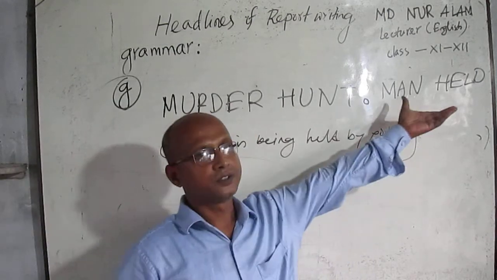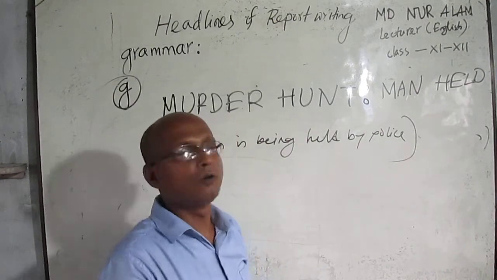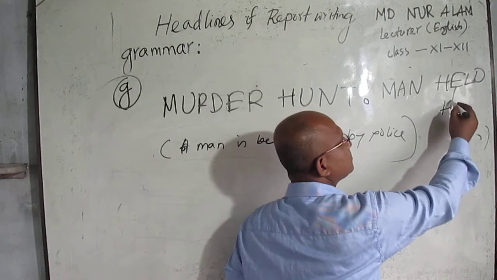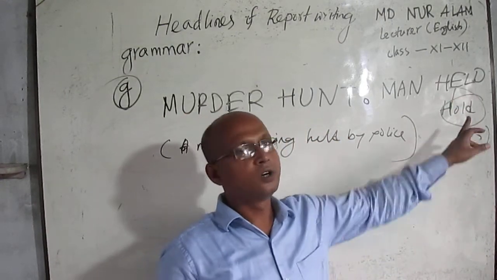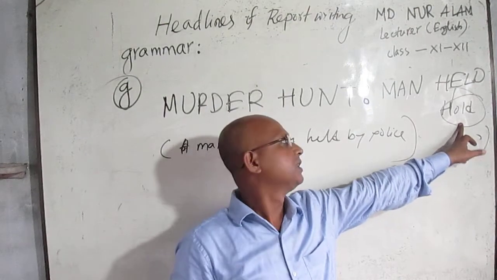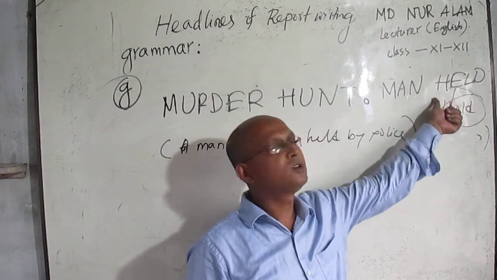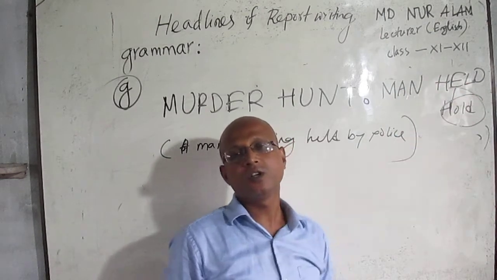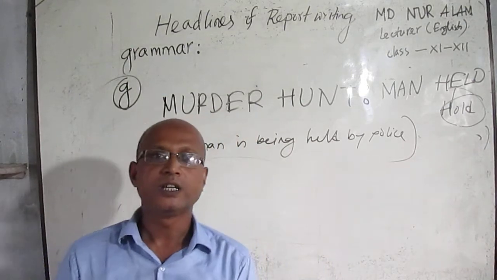Man held. Man is the subject, held is the past participle of hold. Hold is the base form of the verb hold. Hold means to catch or to arrest, and held is the past participle. Subject plus past participle. There is no be verb in this. So this is the rule of writing headlines of English newspapers.